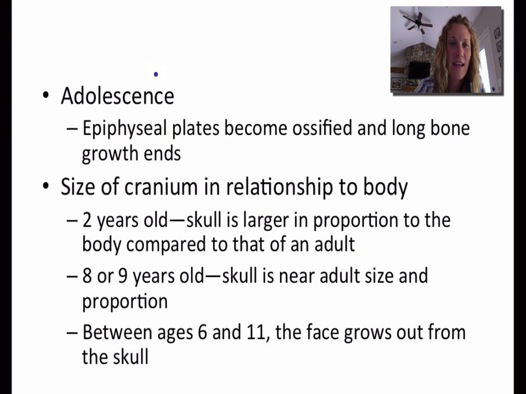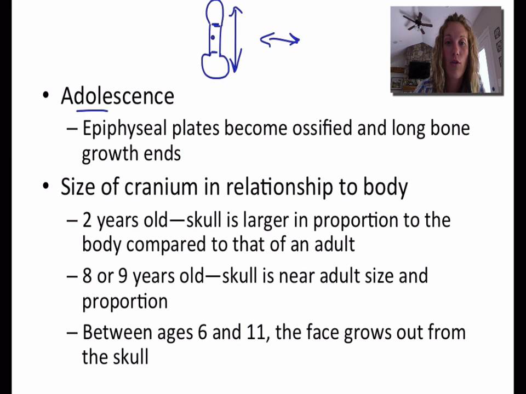And then once an individual hits adolescence, the epiphyseal plate becomes ossified and long bone growth ends. So if we have our long bone, your epiphyseal plates are on each side, and once you hit adolescence, eventually this ossifies and becomes the epiphyseal line, or the remnant of where the bone used to grow. So the lengthwise growth is going to stop. However, appositional growth, or the widthwise growth, is still going to occur.